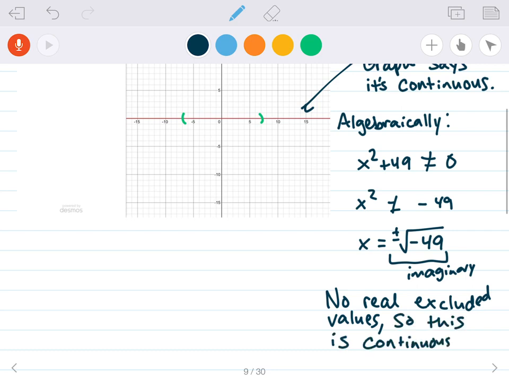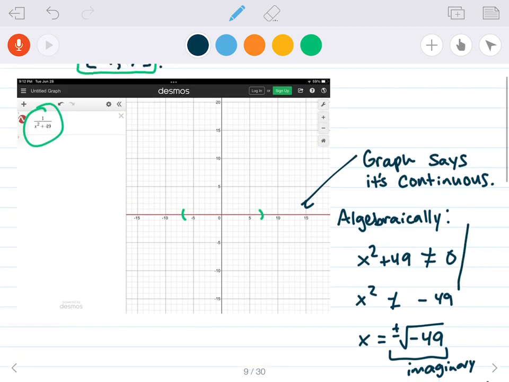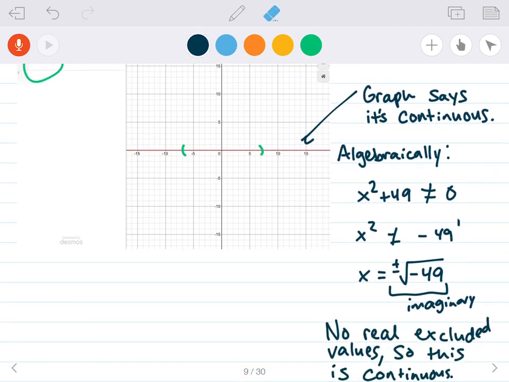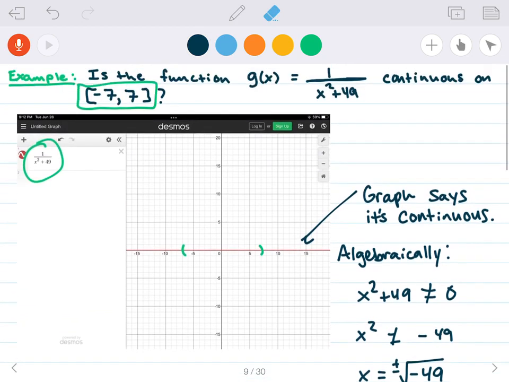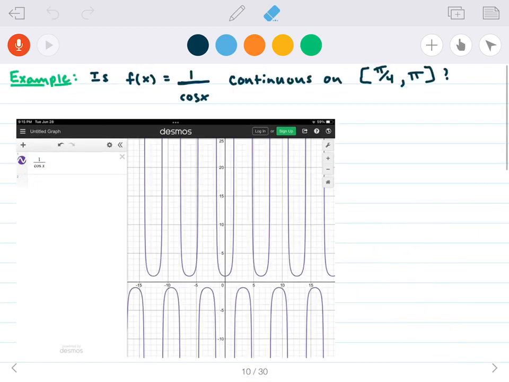So this is going to be continuous on any real interval, because there's no excluded real values. All we have is imaginary, and we don't really care about imaginary. Maybe later, but not now. Okay, so let's see. All right, let's look at a trig function.